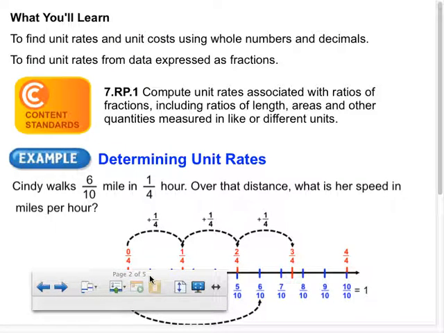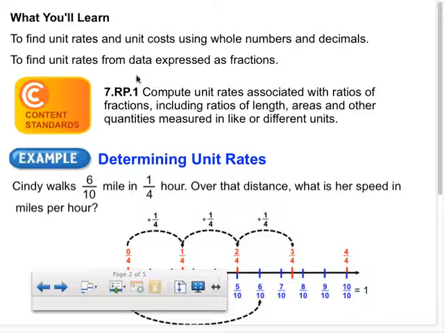All right, so I'm going to go ahead and read this to you since I'm trying to make the lesson video from it. What you'll learn: to find unit rates and unit costs using whole numbers and decimals. To find unit rates from data expressed as fractions. Now here is the Common Core standard. So 7, what do you think 7 stands for? 7th grade. What do you think R and P stands for?